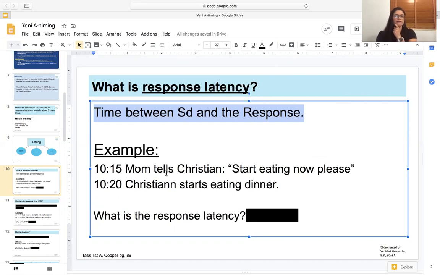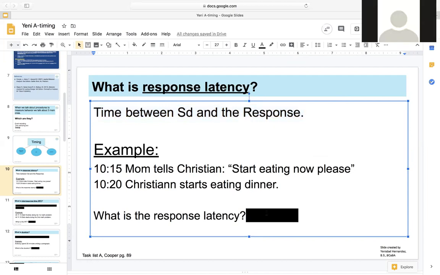At 10:15, mom tells Christian, start eating now, please. At 10:20, Christian starts eating dinner. What is the response time? What is the response latency? 5 minutes.